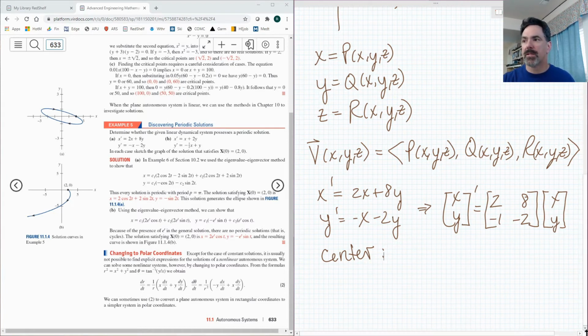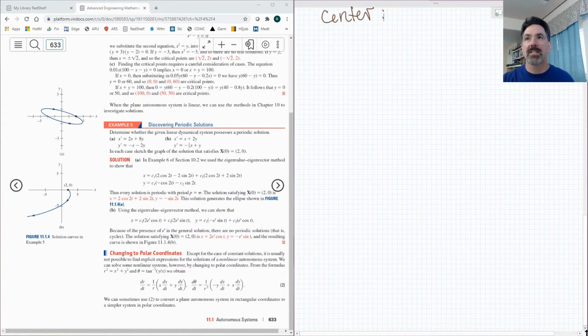Following is a concept that is near and dear to us, which is the idea of changing or transforming the problem into a coordinate system that makes the problem easier to understand, easier to analyze. So in this case, they are changing to polar coordinates. And what I wanted to do is just show you briefly how we end up in this situation. So they start with two equations.